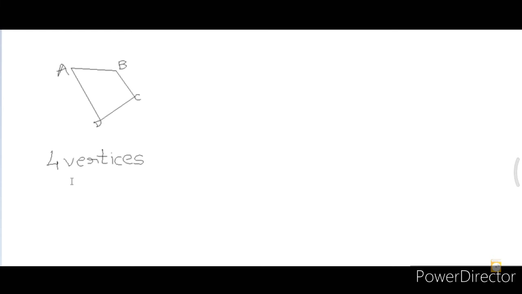And a quadrilateral also has 4 sides. The sides of a quadrilateral are its edges. So here, the 4 sides are side AB, side BC, side CD, and side DA. And a quadrilateral also has 4 angles. By 4 angles, we generally mean the internal angles. So, in this quadrilateral, the 4 angles are angle A, angle B, angle C, and angle D.